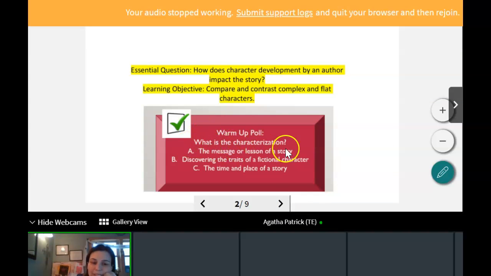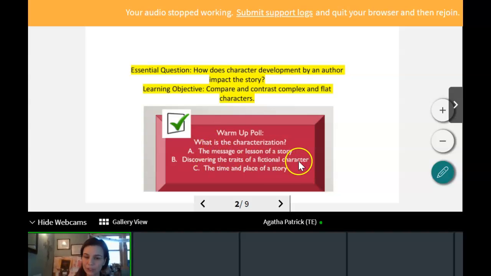What is characterization? A, the message or lesson of a story. B, discovering the traits of a fictional character. Or C, the time and place of a story. Go ahead and answer in the poll. While you're thinking about that, this is prior knowledge. You should already know what characterization is.